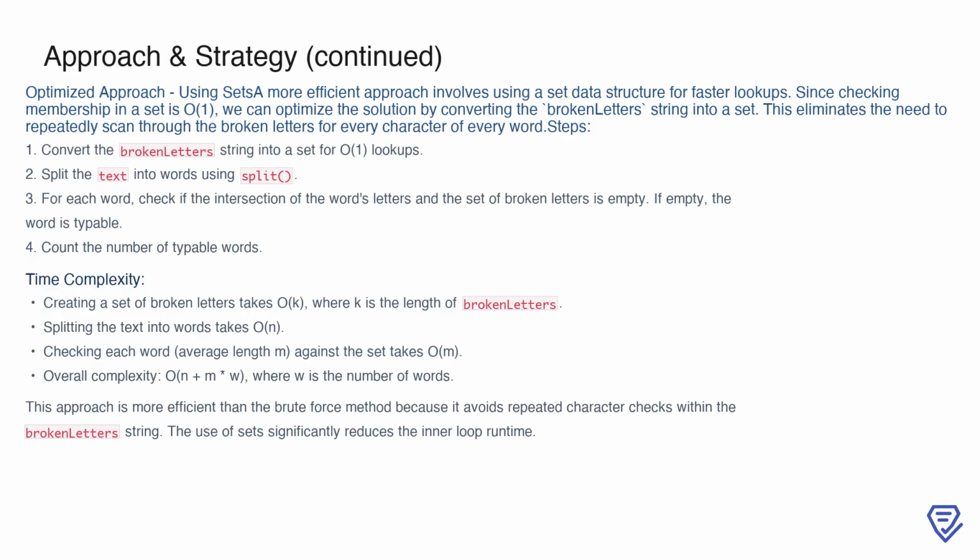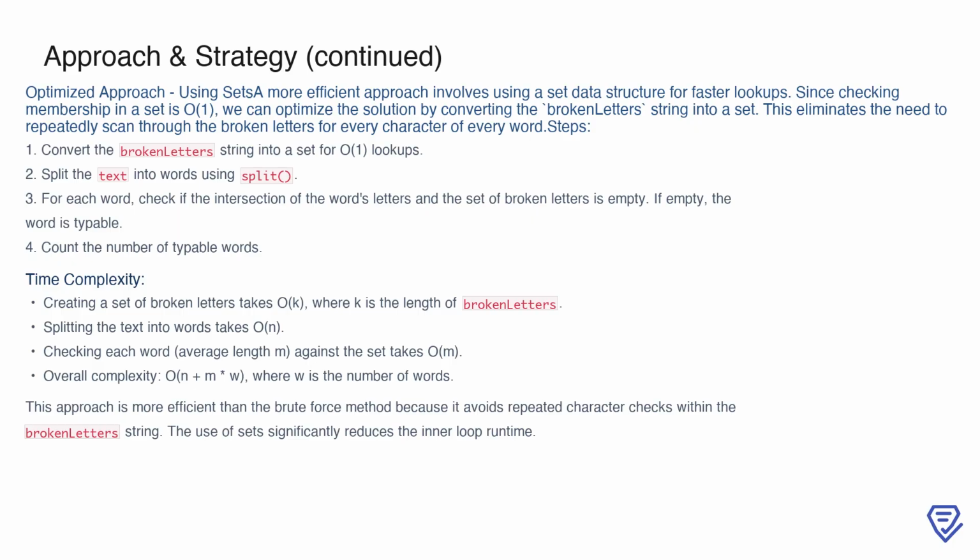This is a significant improvement because we avoid repeatedly scanning through the broken letters string. In terms of time complexity, creating the set of broken letters takes O(k), splitting the text into words takes O(n), and checking each word where we compare its average length m against the set takes O(m), resulting in an overall complexity of O(n plus m asterisk w), where w is the number of words.